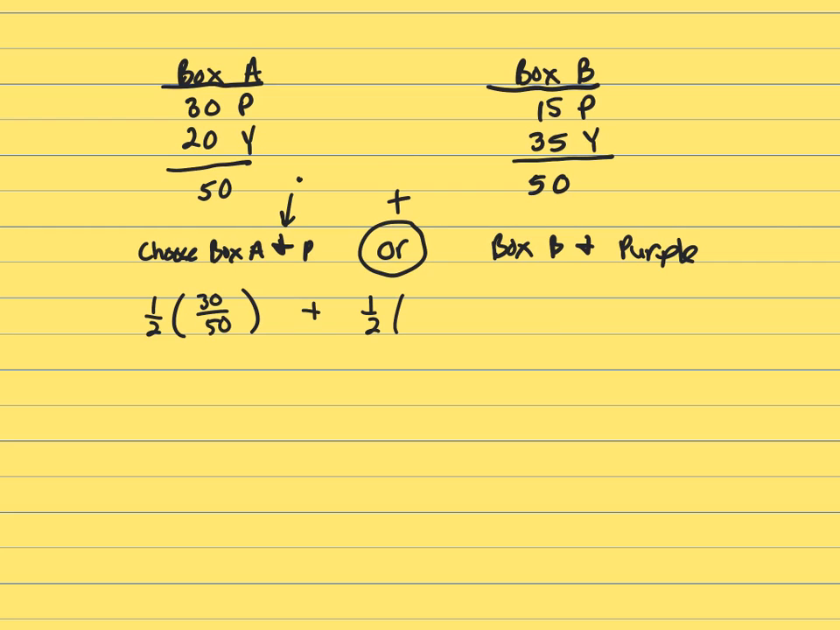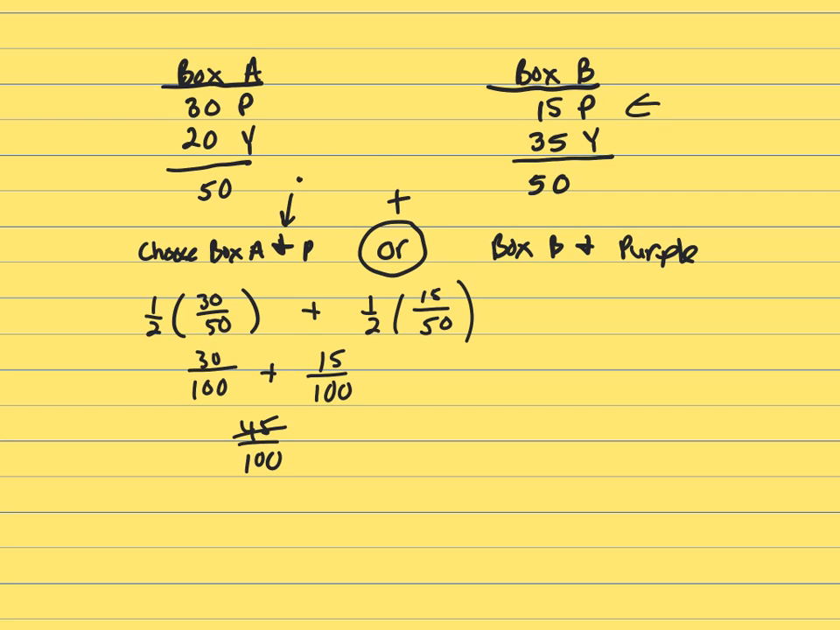And what's the probability it's purple? Well, it's 15 purples in that box, and you got a total of 50 marbles in that box. So now do the math. Normally I cancel, but both of these can give me a denominator of 100, so I'm not going to cancel. This is 30/100 plus 15/100, and that's 45/100.